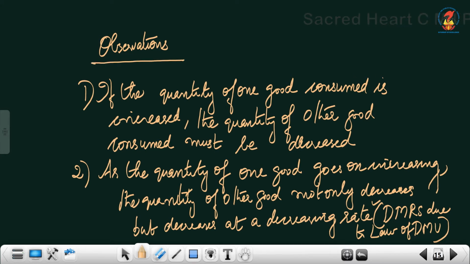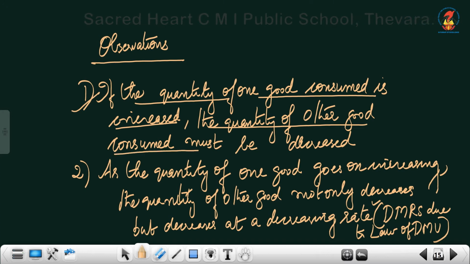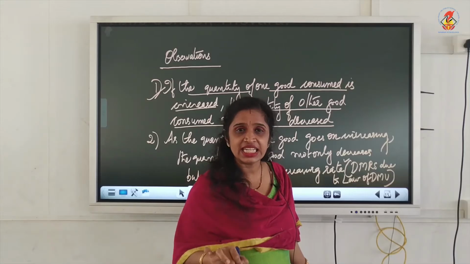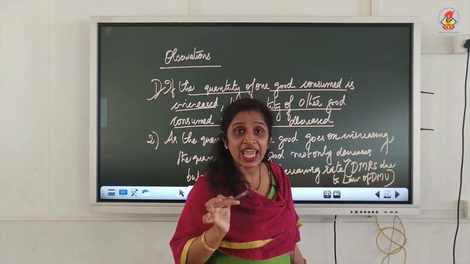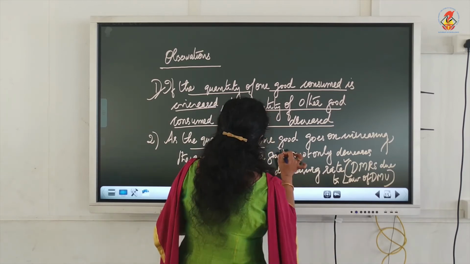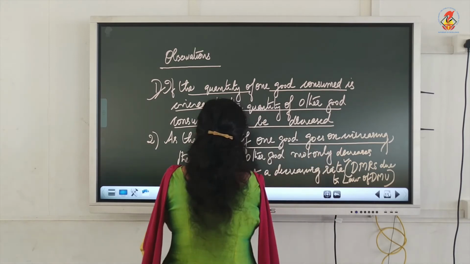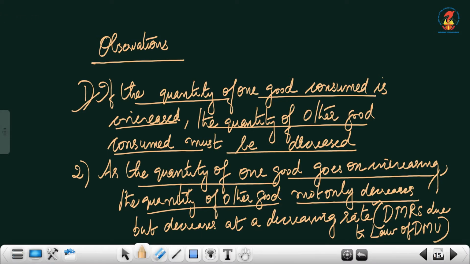Now, what is the observation from the table? Point number 1, if the quantity of one commodity is increased, the quantity of the other good consumed must be decreased. Yes, here the quantity of Y has decreased in order to increase the quantity of X. Point number 2, as the quantity of one good goes on increasing, the quantity of the other good not only decreases but decreases at a decreasing rate. That is known as diminishing marginal rate of substitution, and that happens due to the law of diminishing marginal utility.